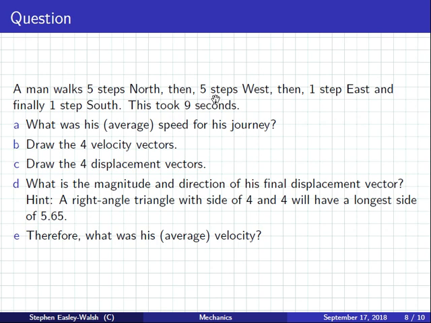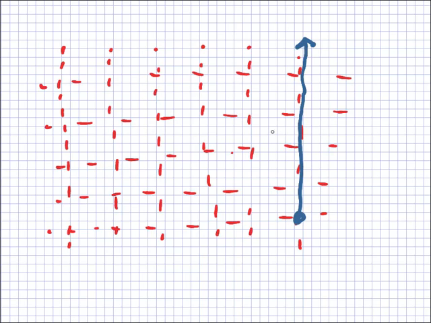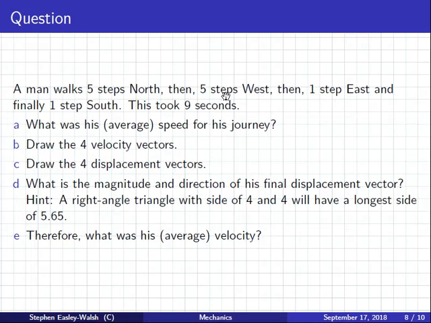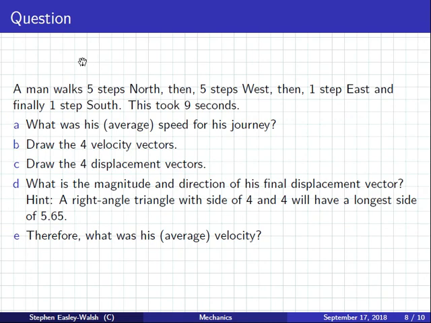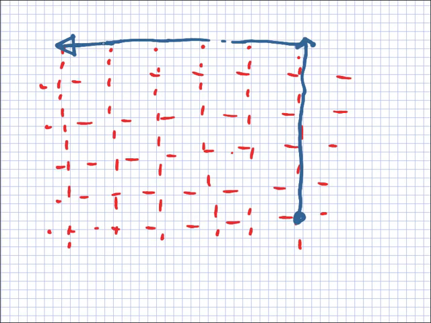Then he heads 5 west. 1, 2, 3, 4, 5. That's the next vector. Okay. Then he heads 1 east. Yeah. And then lastly, 1 south.